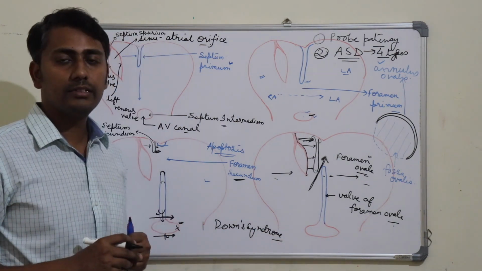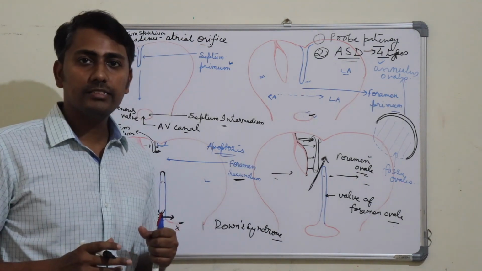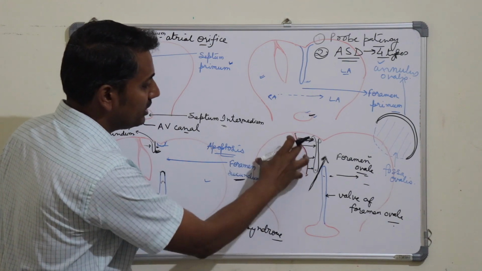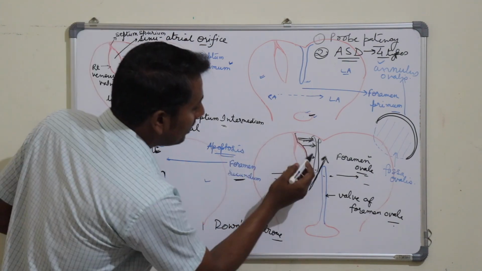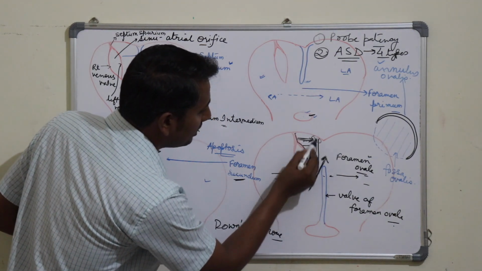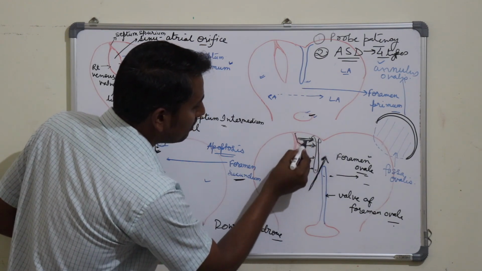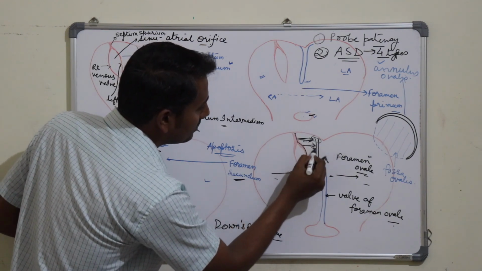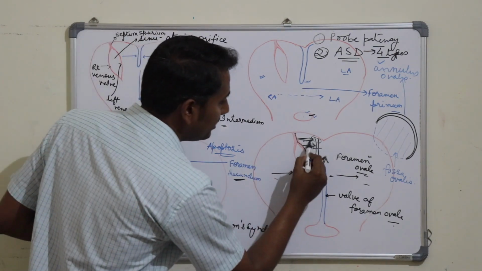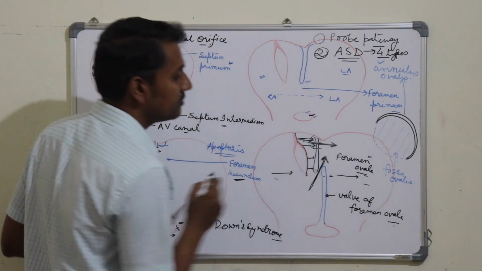Now the third type, that is the sinus venosus type of defect. In this, there is incomplete absorption of the sinus venosus into the right atrium. Therefore, the septum spurium and the left venous wall fail to fuse with the septum secundum. Therefore, there is a defective formation of septum secundum in the upper part. Therefore, in this condition, there is a defect in the upper part of the interatrial septum.